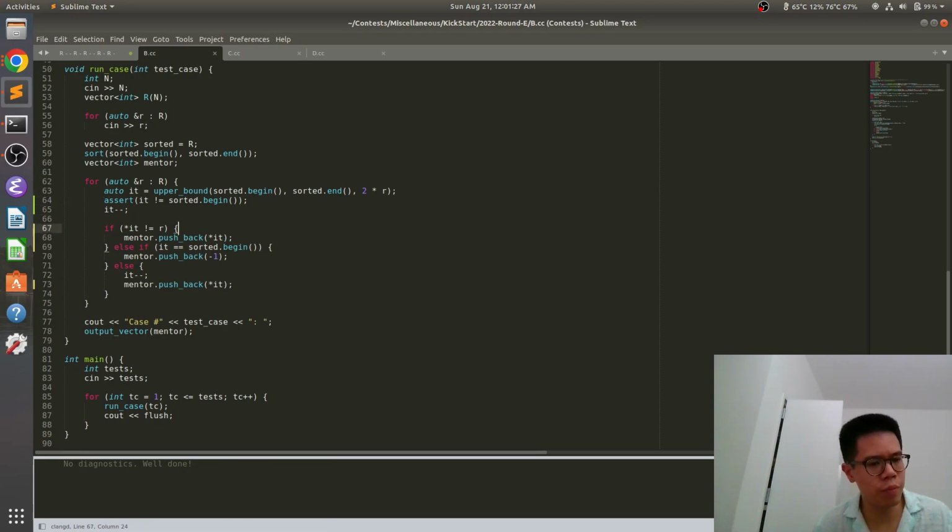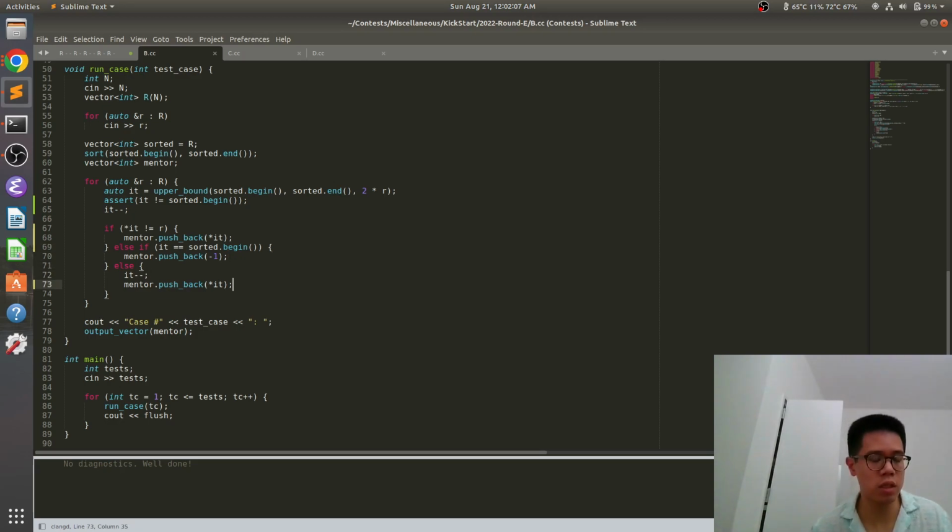So first of all, this is the biggest number that is at most 2 times r. If that number is not r, then we know that person is not our original person, so we're fine. We can just use that as our mentor. Is this possible? If the person is r, and that is the smallest value in the array, then the only person who has at most 2 times r is themselves. So then they have no mentor option, so it's going to be a -1. Otherwise, we can go back down one more time and then pick that number.